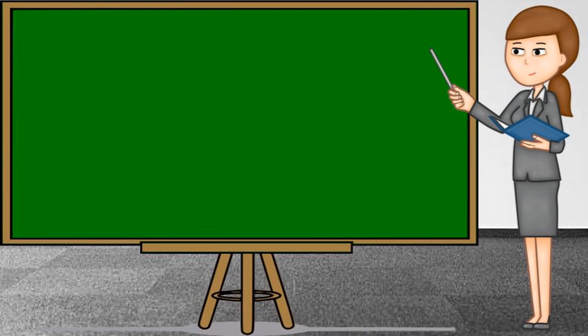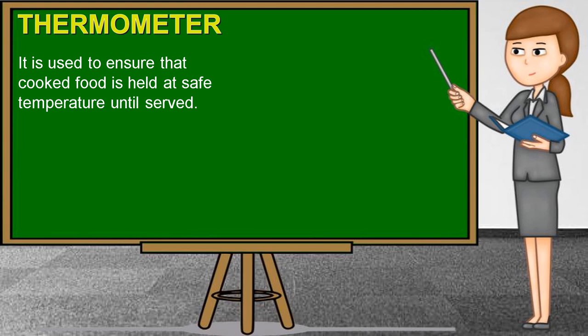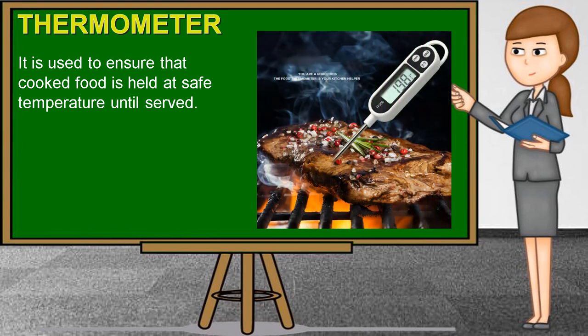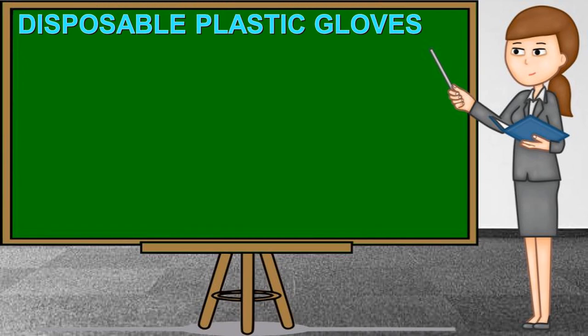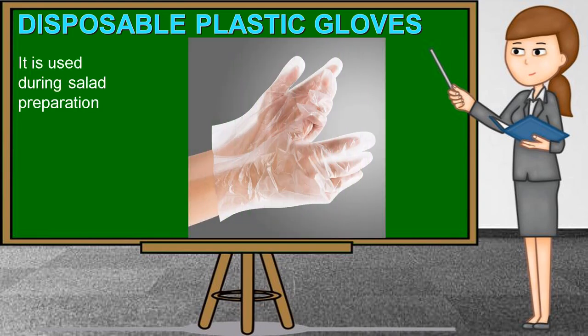Another tool and equipment needed in the preparation of salad is the thermometer. It is used to ensure that cooked food is held at a safe temperature until served. And lastly, for the tools and equipment needed in the preparation of salad is disposable plastic gloves. It is used during salad preparation.